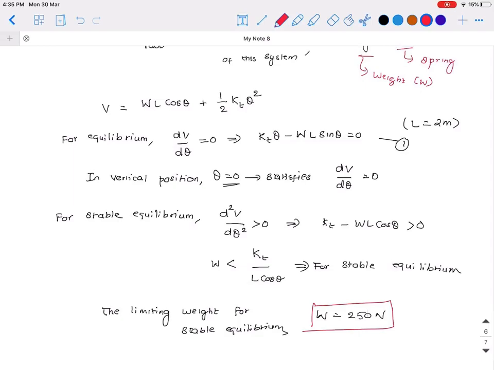So when W is equal to kT by L cos theta, that is when we get the limiting value for stable equilibrium. I hope this will be clear. Let us move on to the next problem.